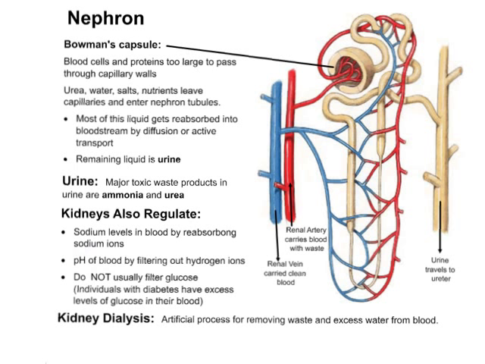They also regulate the pH of the blood. They filter out hydrogen ions and cause changes in blood pH. Kidneys do not usually filter glucose. Therefore, individuals that have diabetes, they have excess levels of glucose in their blood and will often perform urine tests to see what their blood glucose levels are because the kidneys do not regulate that.